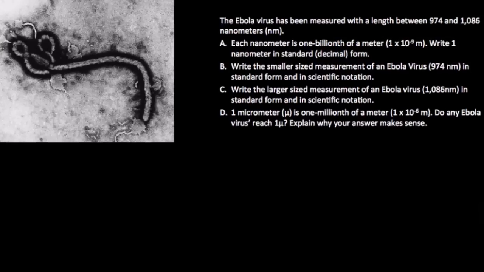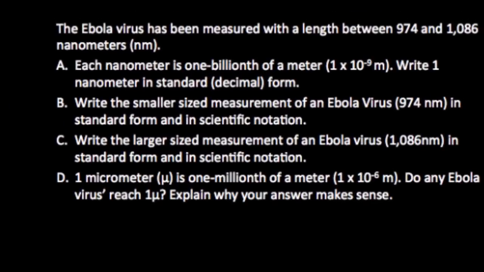Okay, so here we have a question looking at the size of a virus, the Ebola virus. We're going to use some scientific notation to understand it, and we're also going to look at this in standard form. So in part A, what do they tell us? Well, first of all, in the heading here, they tell us that the Ebola virus has an average length between 974 and 1086 nanometers.